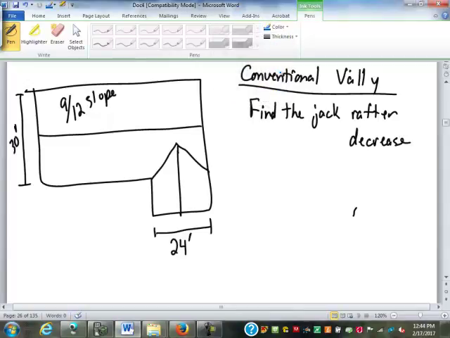Okay, where do we start? We either start with the common on the main roof or the common on the L roof, right? Remember, this is the main roof. This is the L roof. Which one did you guys use, main or L? Main.